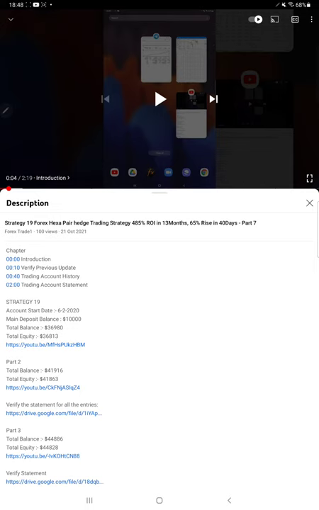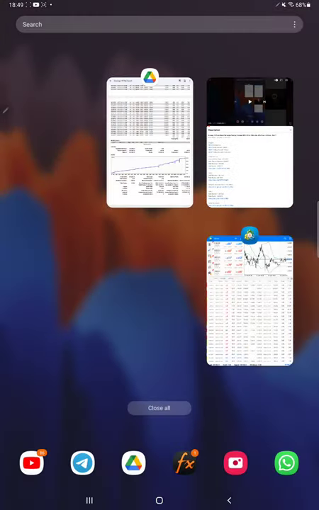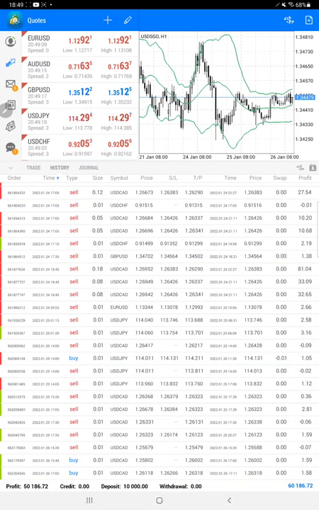So the new update is about strategy 19, that's Hexa pair strategy, part 8 update. Last video was part 7 on 21st of October, and we are back with a new update for part 8. So as you know, in YouTube description you can get the strategy details, profit update, trading account statement to verify all the details. And here is the trading account history for the new update.